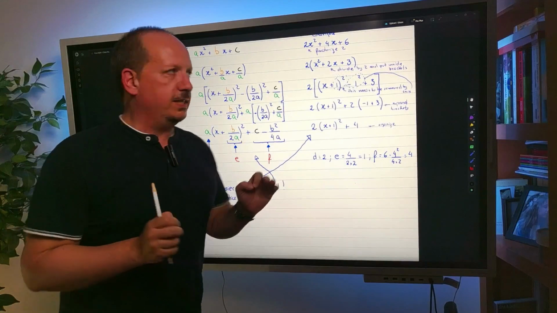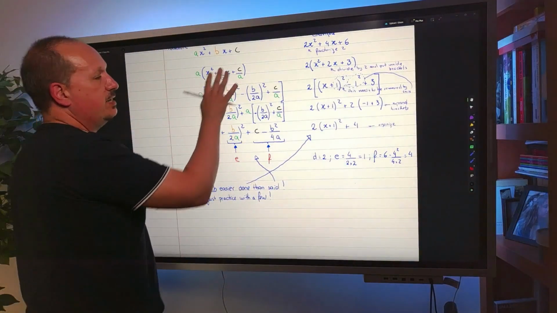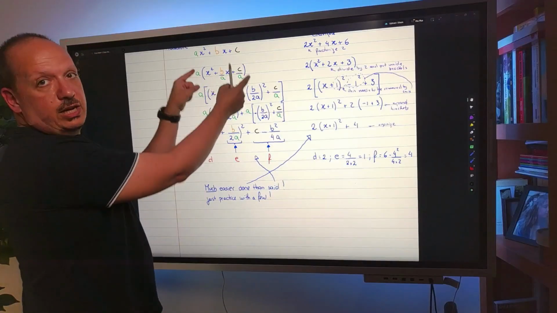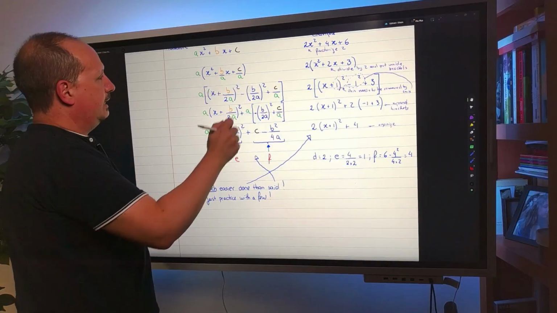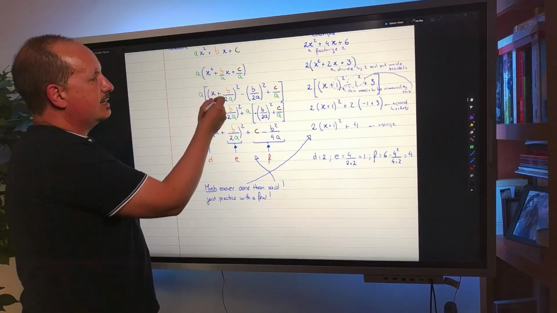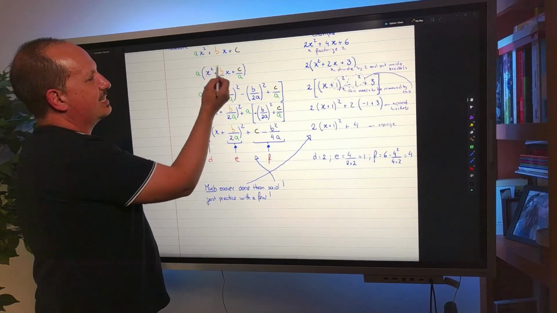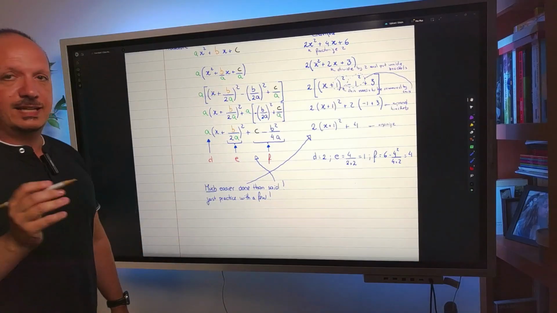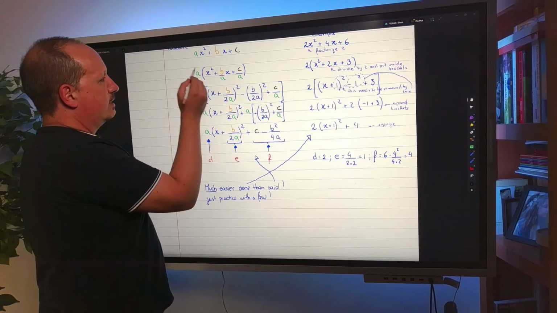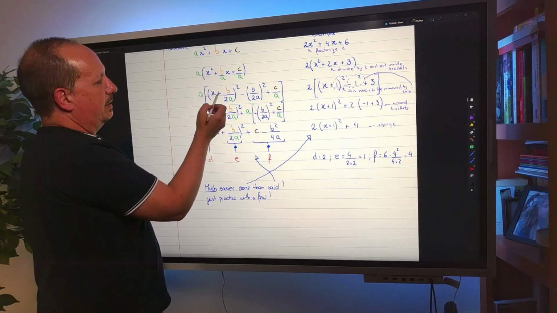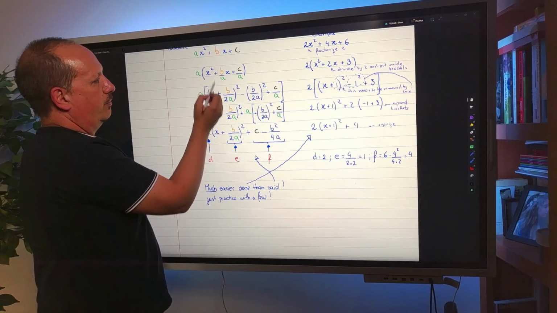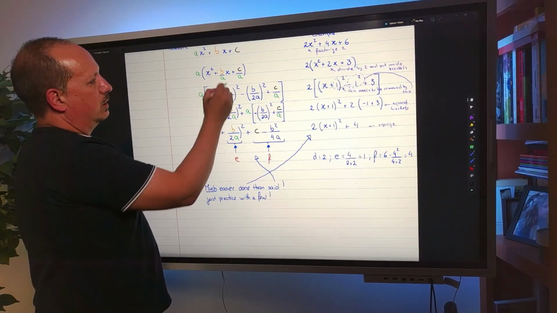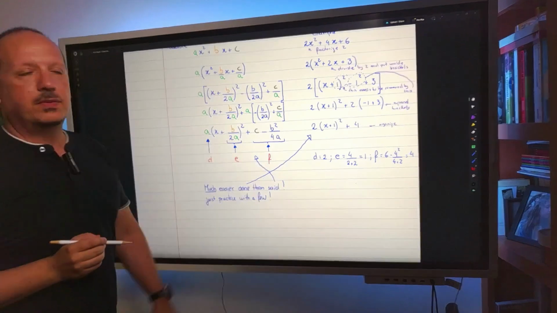You will always do this. Once you reach this phase, you will always do this. Focus on what you have inside the brackets, and then just open brackets, write x, and write whatever this number is divided by 2. Close brackets and square. I'll say again. Open brackets, write x, then plus or minus, depending on what you have over here, and then whatever that number is divided by 2, close brackets and square.